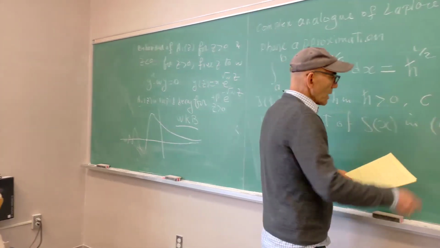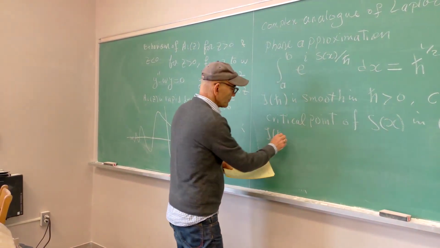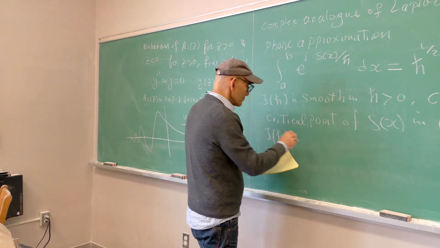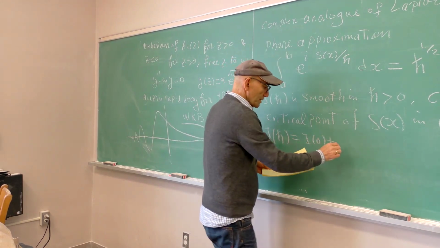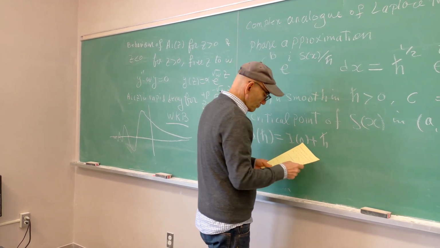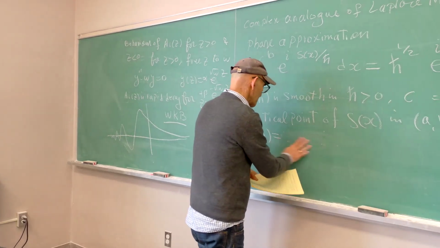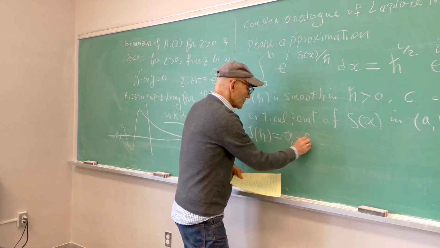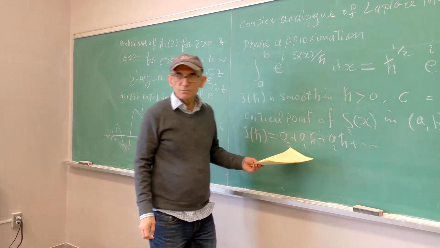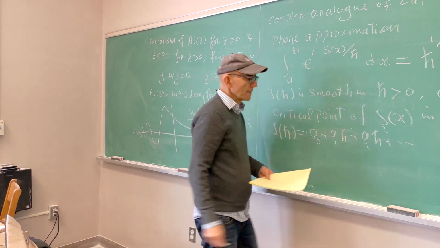Now about I of h bar. By Taylor's formula, I of h bar is equal to I of 0 plus h bar... Let me write it like this: a0 plus a1 h bar plus a2 h bar squared plus so on. So this is the asymptotic expansion. And I of 0 is the only part that we can say something about easily.